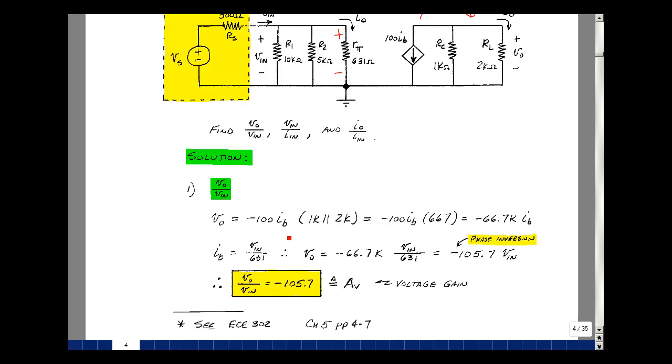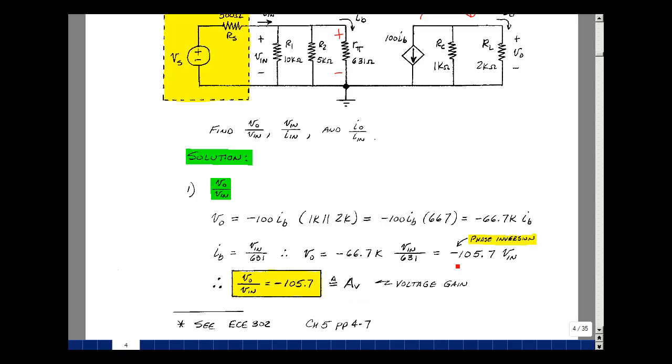Here's my V out in terms of I sub B, multiplying all that out, and then substituting I sub B as Vn over 631. Put that over here. I'm getting a minus 105.7 times Vn. So I have a voltage gain of a minus 105.7. We give this a special symbol, capital A sub V in ECE201.